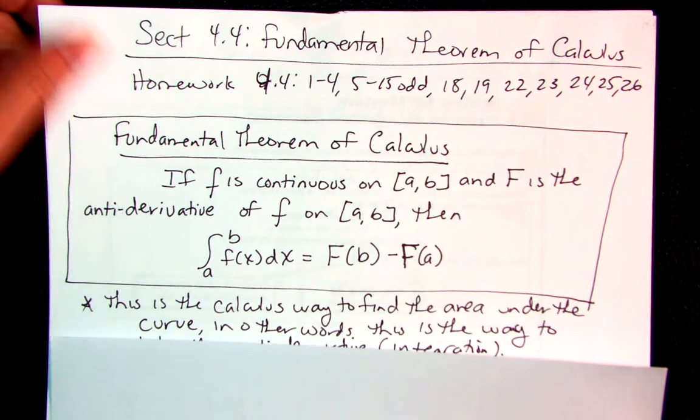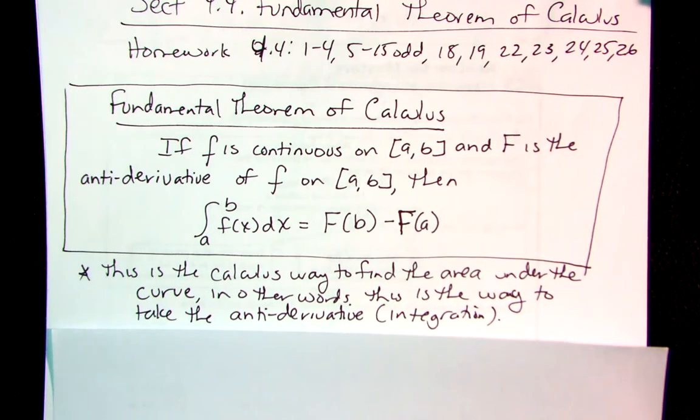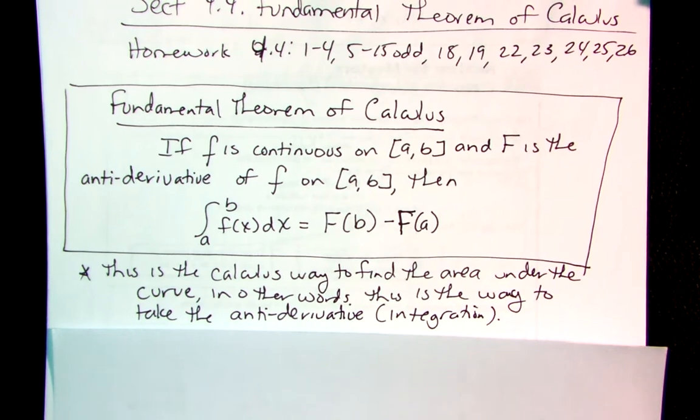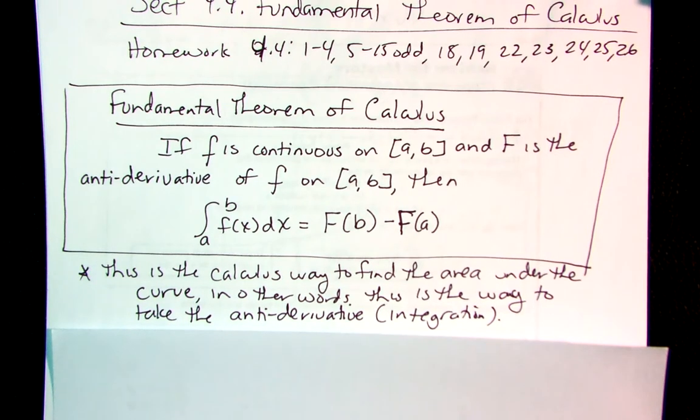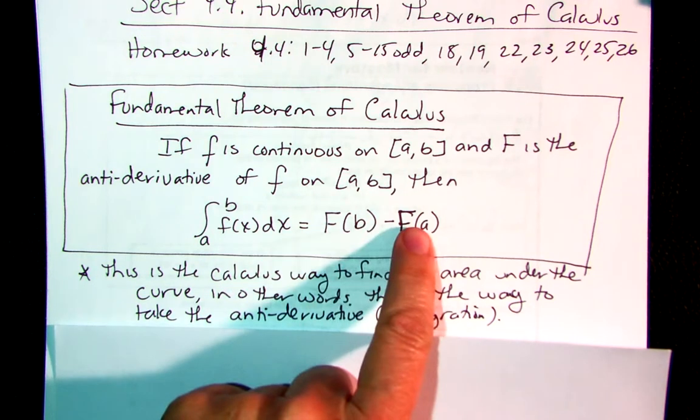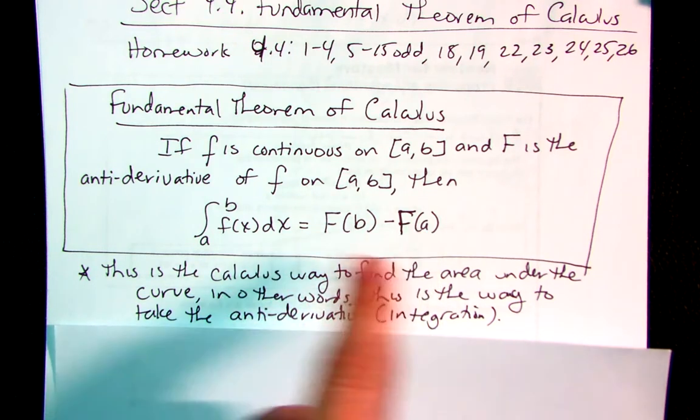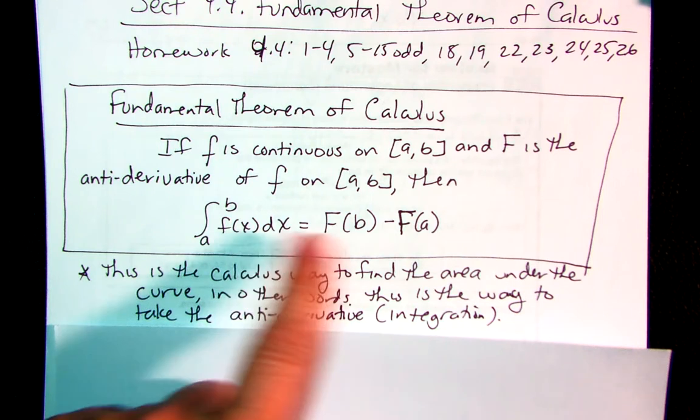This is the calculus way to find the area under the curve. In other words, this is the way to take the antiderivative, or the integration. Now we do not have to sketch and find the area. We did not know how to do this before, so we had to sketch and find the area underneath the curve, which is what this is. Now we no longer have to.